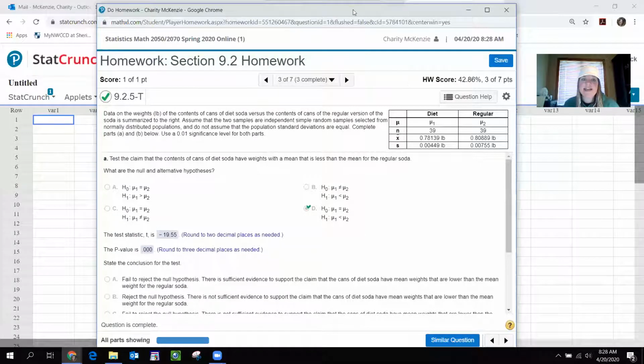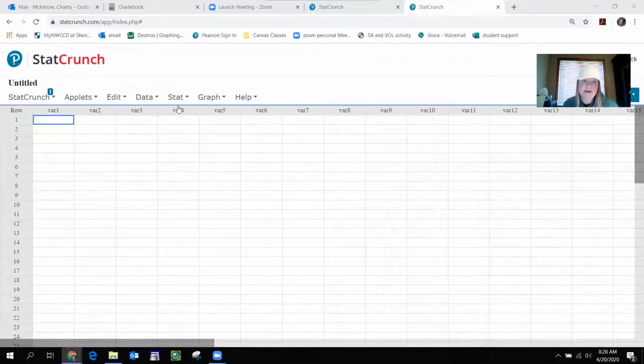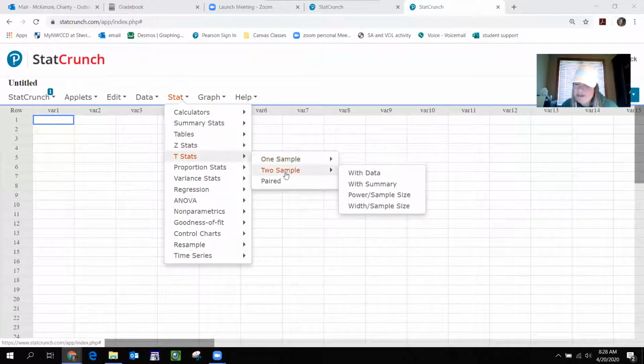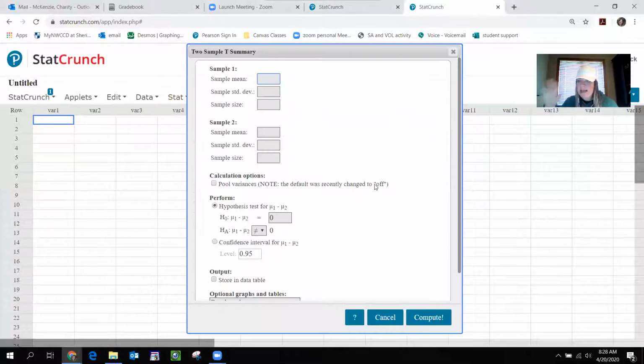Then we're going to take that information and put it into StatCrunch. So we go to Stat, and just like before, we go to T, but this time we go to two samples with summary, because we have two samples that we're going to compare. Our sample mean of the diet soda was 0.78139, and our sample deviation was 0.00449. You're welcome to pause and open StatCrunch and see if you can get my same answer here. Our sample size was 39.